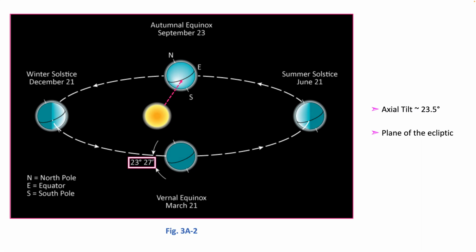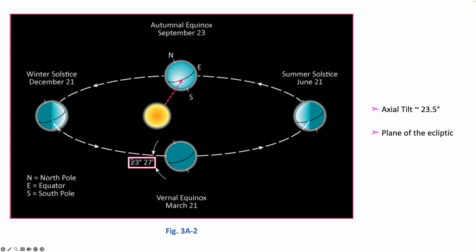Now, when it comes to the Earth's axis and the plane of the ecliptic, the Earth's axis is tilted 23.5 degrees relative to the plane of the ecliptic. And you'll see I have boxed in here 23 degrees, 27 minutes. So when we take a look at degrees and minutes, a degree has 60 minutes.